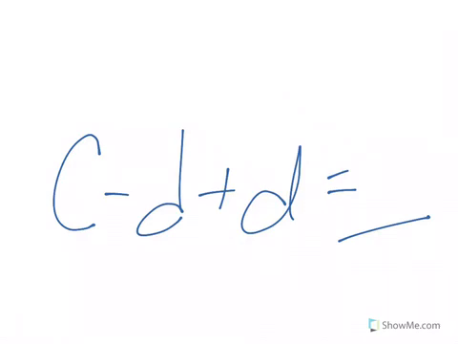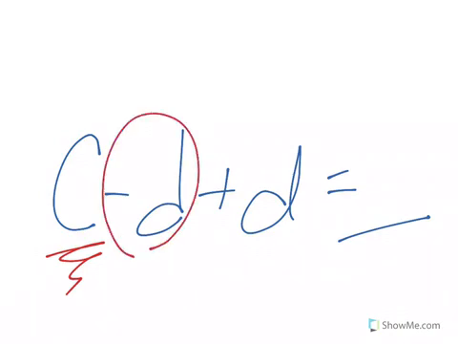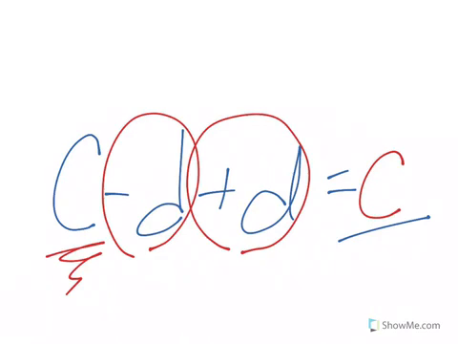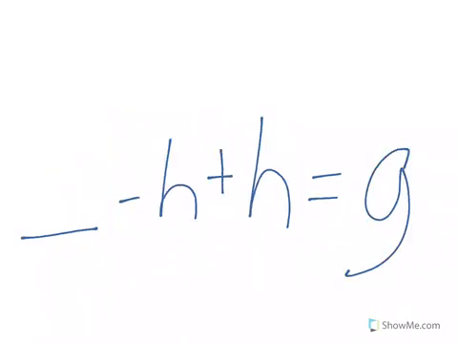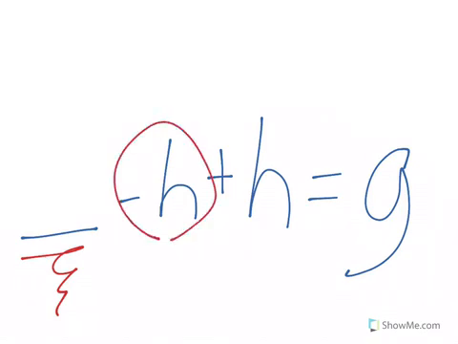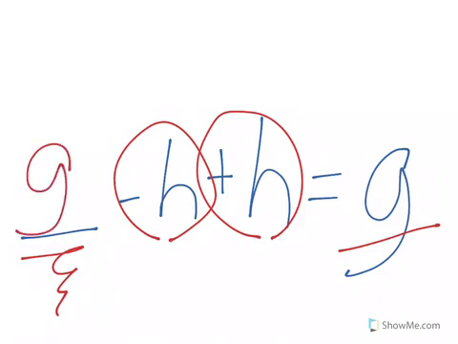C minus D plus D equals what? Well, hey, here you go. You have a number C. You take away D, but then you add the D back in, you're going to be right back to C. And then finally, we start with a number, we don't know what it is. We take away H, then we add H back in, so those basically cancel out, and we end up with G. That means we must have had G in the first place.